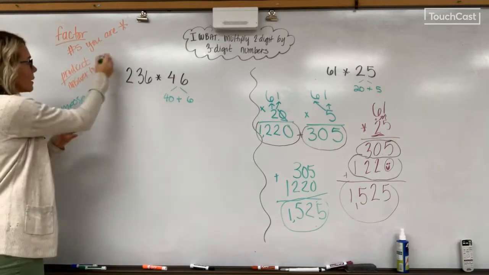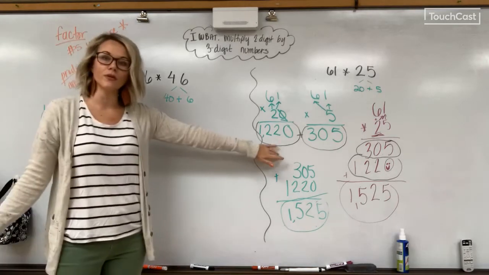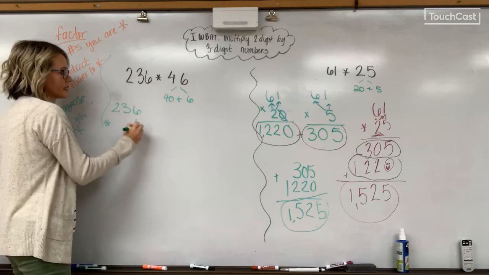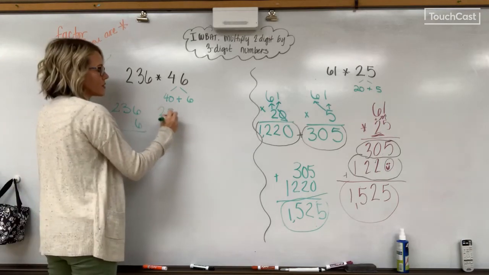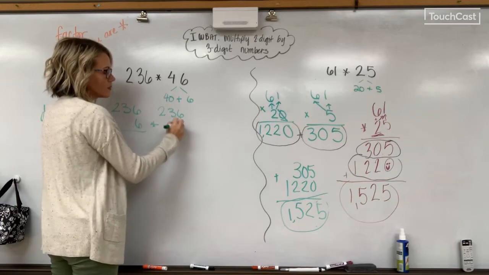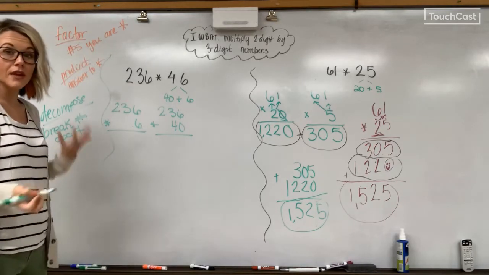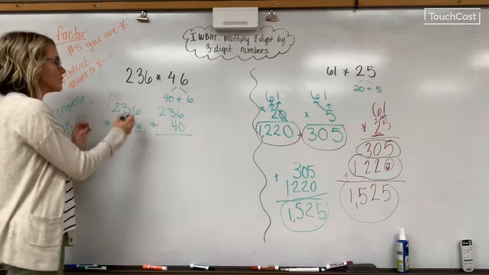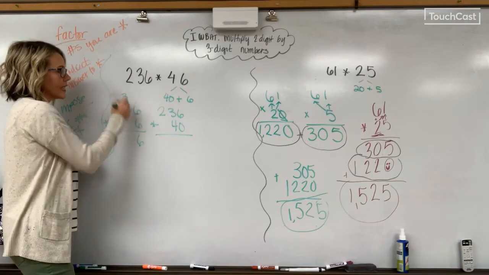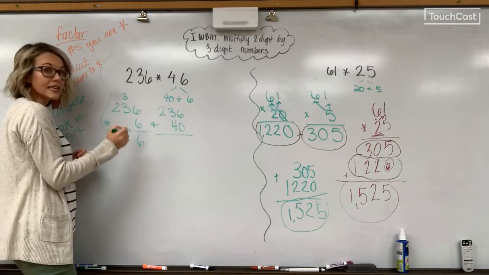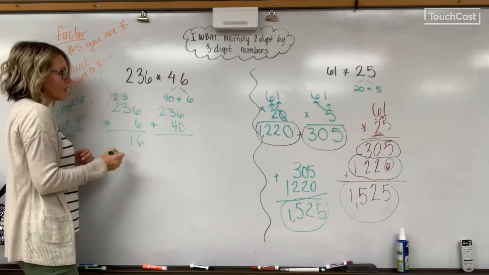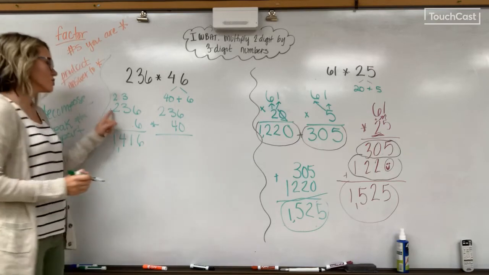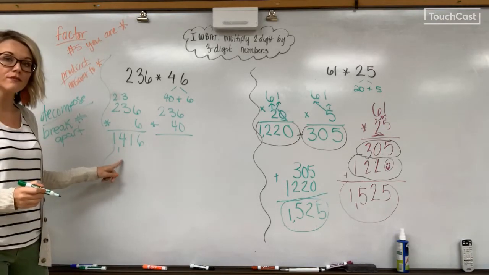Now, if I were to set this up as two different problems, like I did over here with the partial products, I would have 236 times 6, and then 236 times 40. And then I'm going to multiply, and then I'm going to put them back together. Since I broke them apart here, I got to put them back together at the end. So 6 times 6, 36. Carry my 3. 6 times 3 is 18. Plus 3 is 21. Carry my 2. 6 times 2 is 12. Plus 2 is 14. So 236 times 6 is 1,416.